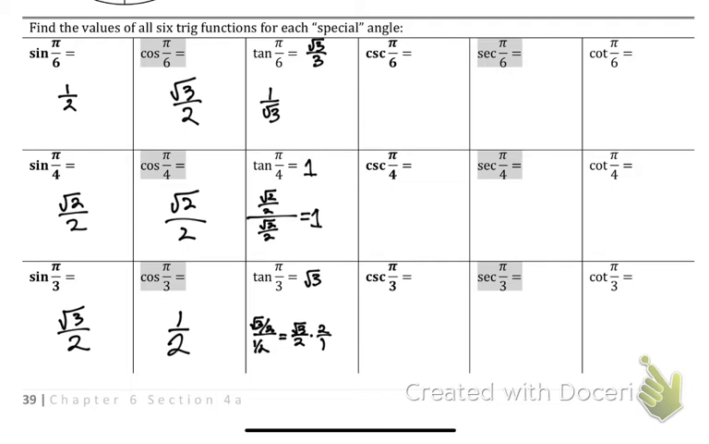The easy thing is the rest of these. Notice I have bolded sine and cosecant. Sine and cosecant are linked together. They're just reciprocals of each other. You just need to flip the fraction.